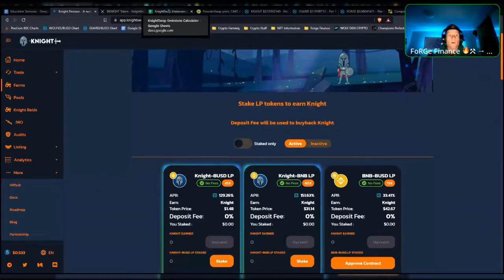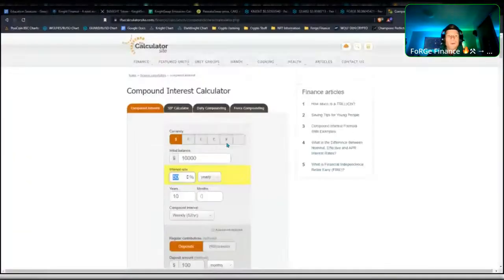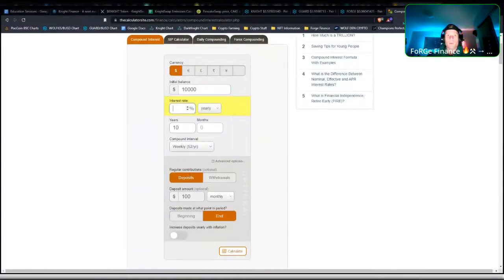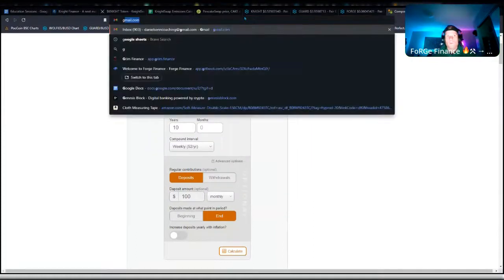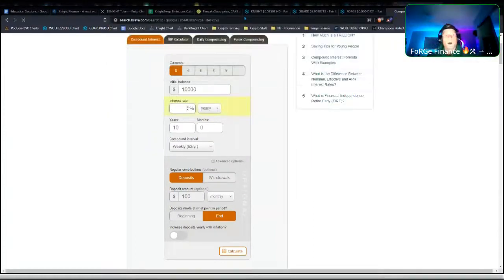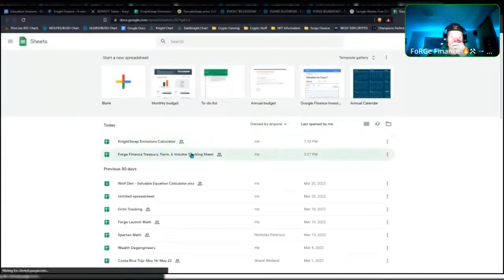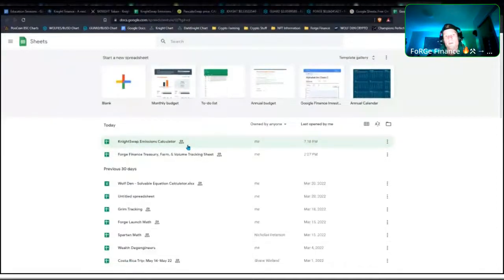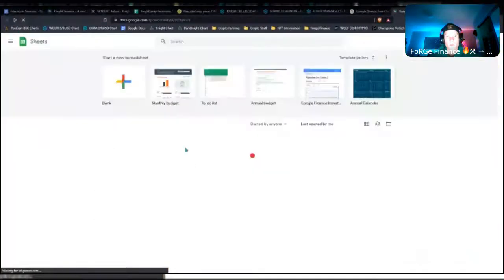And if, where is it? If you're ahead of schedule, what you can actually do, and I think I need to pull up the Wolf Den calculator. If you're ahead of schedule, you'll actually know that you can pull out some of that overage and move it into something else because you're on track, right? Oh, that's not it. Here we go.